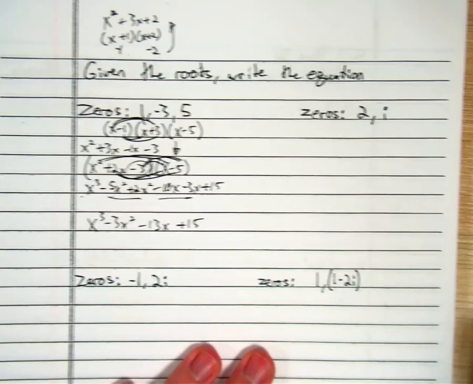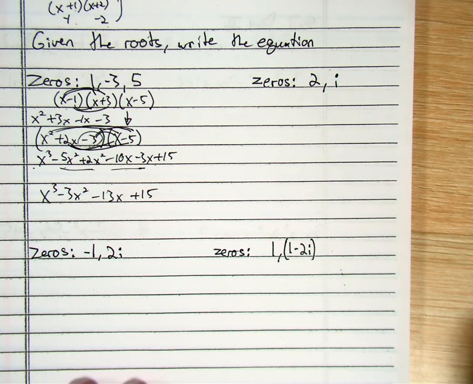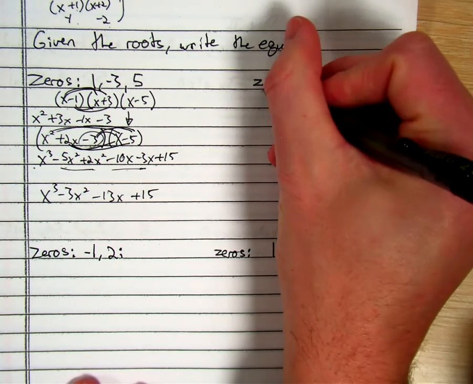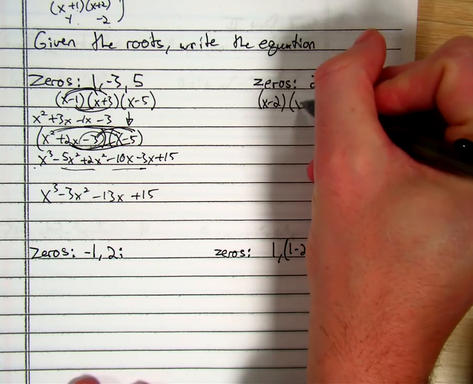Alright, let's slide over here and let's do one with an imaginary root. Starting you off with the easiest imaginary root we got, just i. 2 and i. And you're thinking, oh, this is not too bad. There's just 2 of them. x minus 2, and that's a positive i, so x minus i.